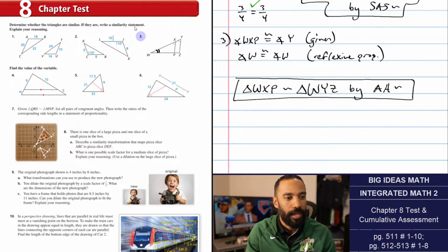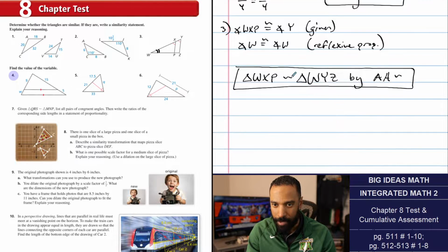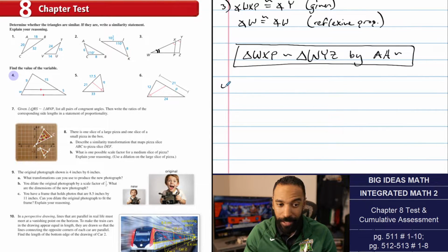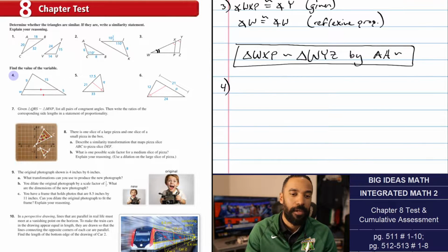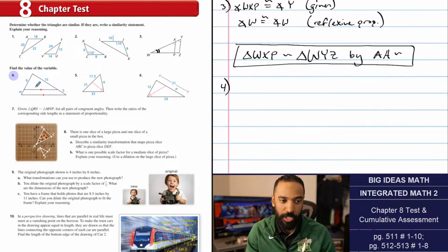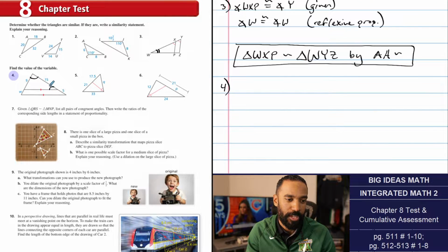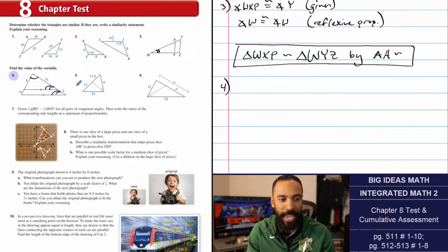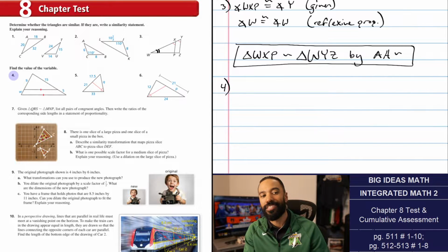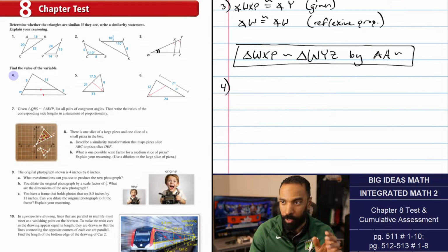Okay. Numbers 4 through 6. Find the value of the variable. This time, they didn't tell us these triangles are similar, by the way, but I think we have enough information to determine that they are, because of the reflexive property, parallel lines meaning congruent corresponding angles, all that stuff. By angle-angle, these two triangles are similar, the same way that you saw before.